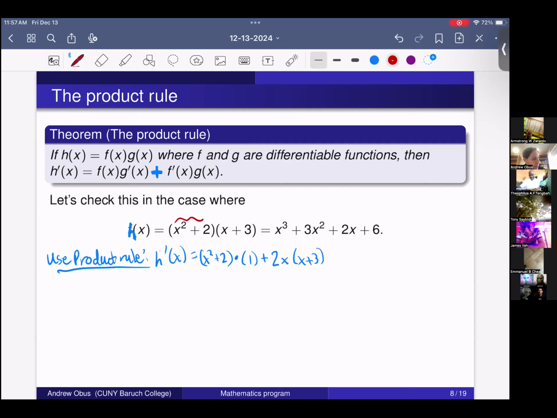Here, if this is f and this is g, we have that this here is f, this is g prime, this is f prime, and this is g, right? That's how we're writing them all down. And then if we simplify this, this becomes x squared plus 2 plus 2x squared plus 6x. Or in other words, it simplifies to 3x squared plus 6x plus 2.